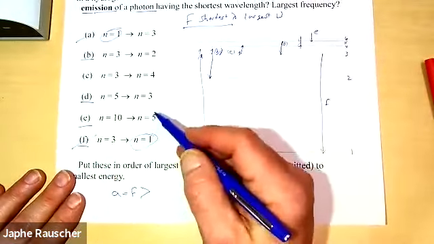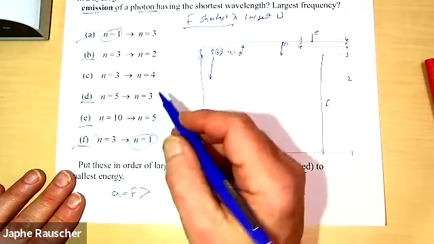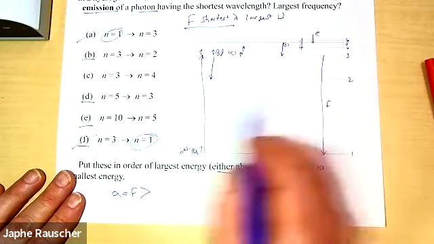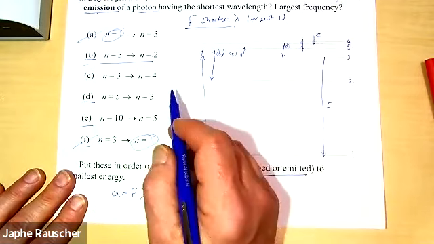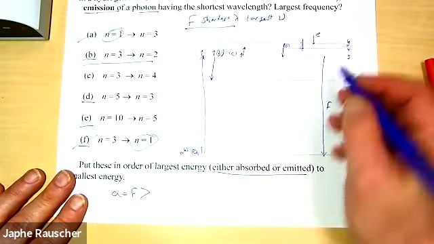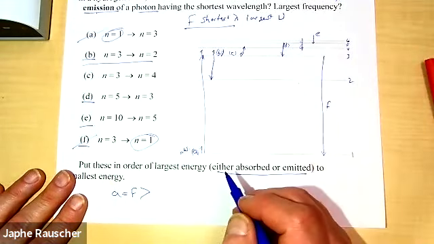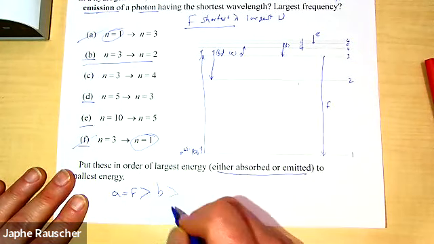Now, all we have to do to figure out which one has the next largest energy is see which one goes to the next smallest number. So here we have one that goes from 3 to 2. That distance here is going to be larger than any of the distances that we'll have up in that region there. So that means that B is going to be our next largest.